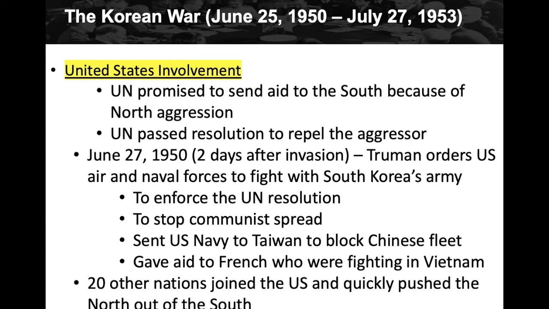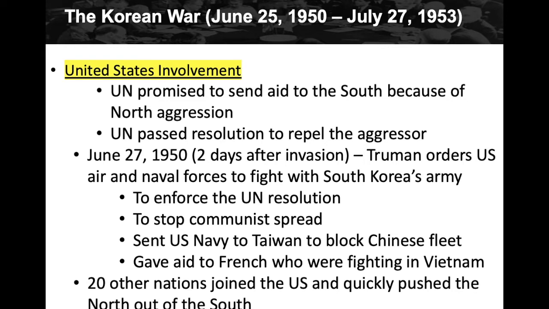June 27, 1950, again, 2 days after the invasion, Truman orders the United States air and naval forces to fight with South Korea's army. And this was done to enforce the UN resolution to stop communism from spreading. Truman also sent the U.S. Navy to Taiwan to block the Chinese fleet and gave aid to the French who were fighting in Vietnam.